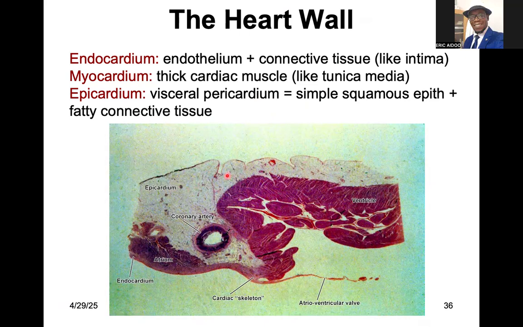Right. So that is cardiac skeleton, which usually supports the valves in the heart. So that's the atrioventricular valve.